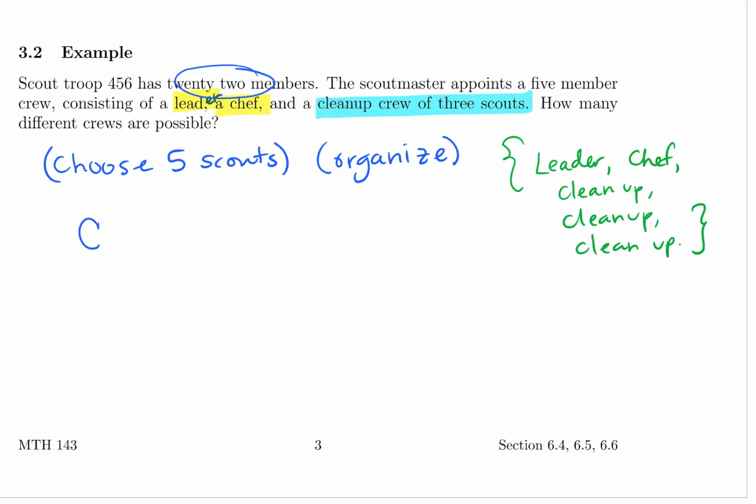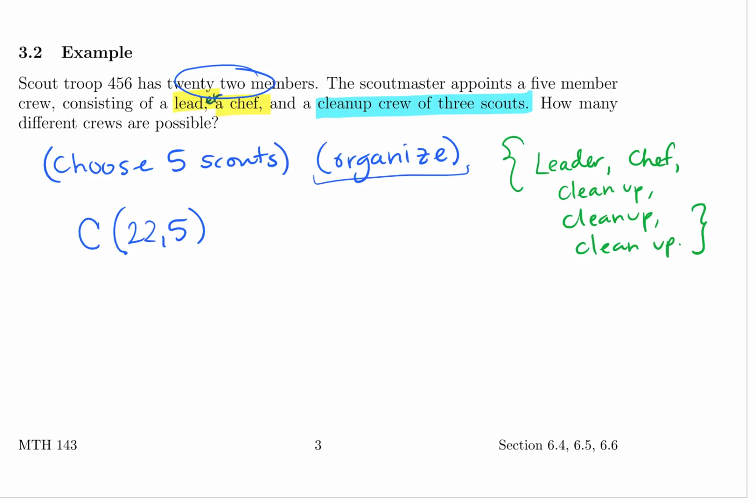So this would be the combination of 22 members into groups of 5. It's a combination because it doesn't matter. I'm not assigning the title when I choose the scouts. I'm just picking the 5 scouts. Then when we organize them in step 2, this is where we'll be assigning the title.